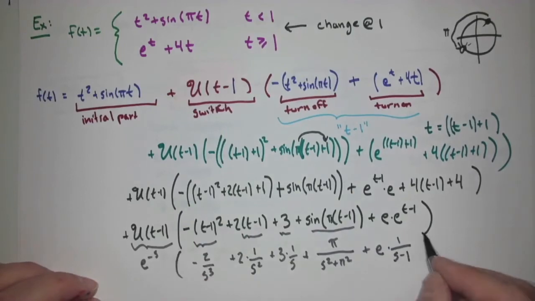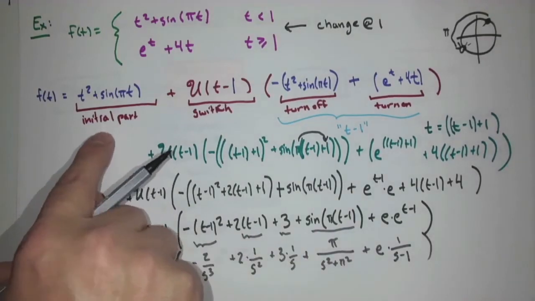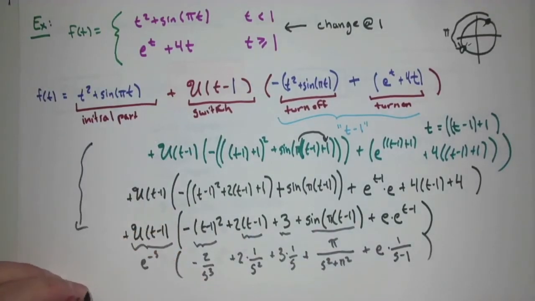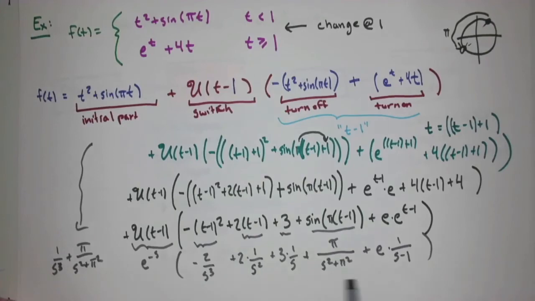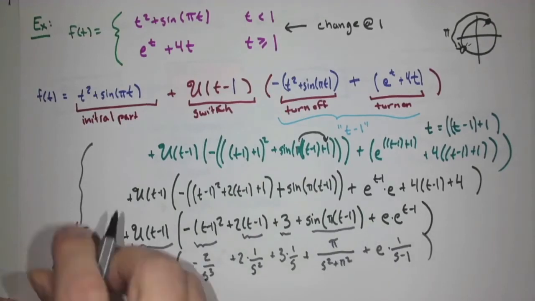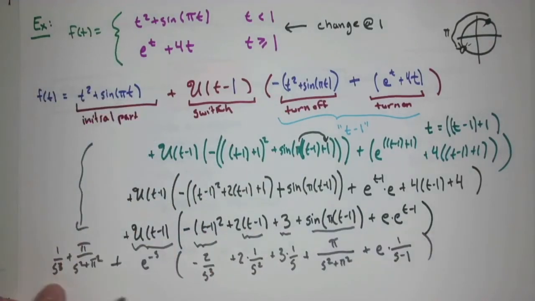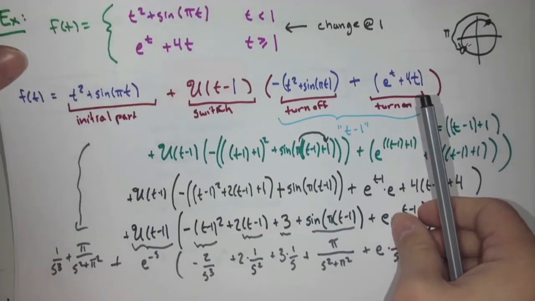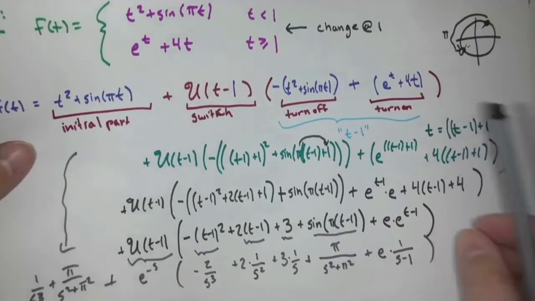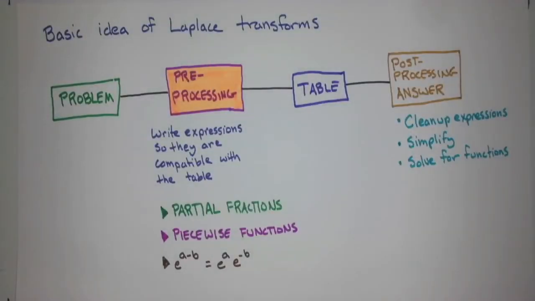And there we go. Now that's actually just part of it. You still have this other part in front. Well, but that's more straightforward. It's 1 over s cubed plus pi over s squared plus pi squared. Because those are straightforward functions. So there's the Laplace transform of our function. See? Easy, easy. Well, maybe not easy, but possible. There we go. It's possible.